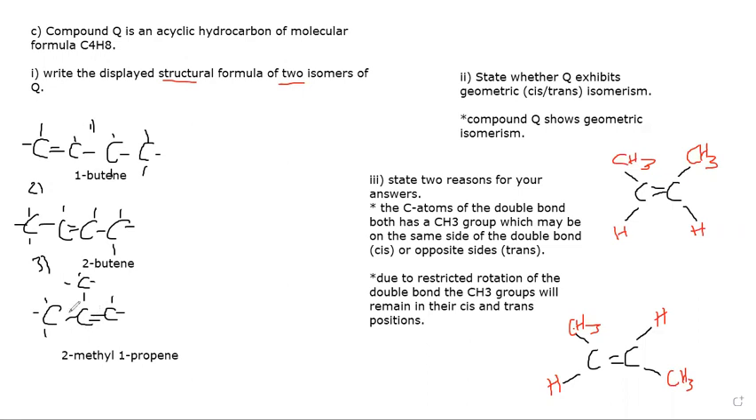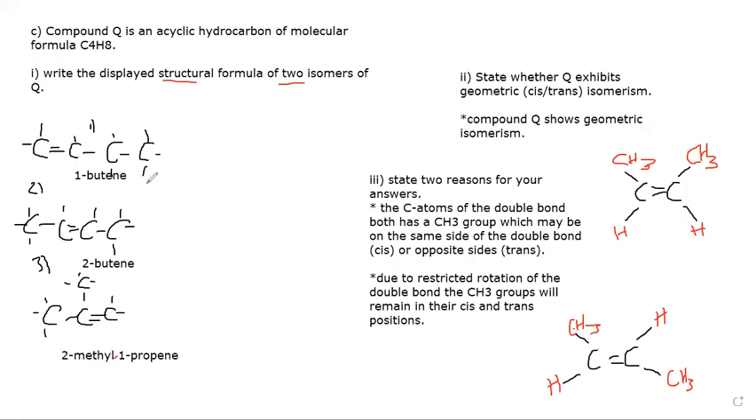Because remember, you can have positional isomerism, so just move the position of the double bond. So 1-butene, 2-butene. And then to get the third one, we would remove a carbon atom and place it on the middle carbon. So you could have 2-methyl-1-propene. There should be a dash in there. Right, so there are 3 possible isomers. So you only need to draw two.